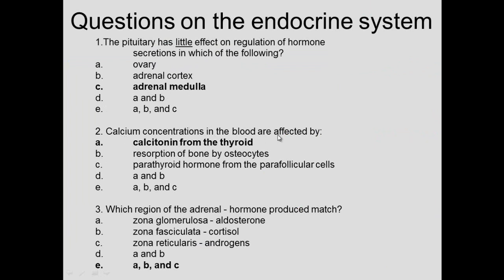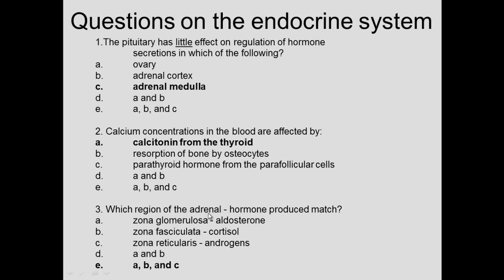Calcium concentration in blood is affected by calcitonin from the thyroid? Yes. Reabsorption of bone by osteocytes? They don't reabsorb bone. Parathyroid hormone from the parafollicular cells? Parathyroid hormone comes from the parathyroid, not parafollicular cells. That's the one that produces calcitonin. So the answer is A.